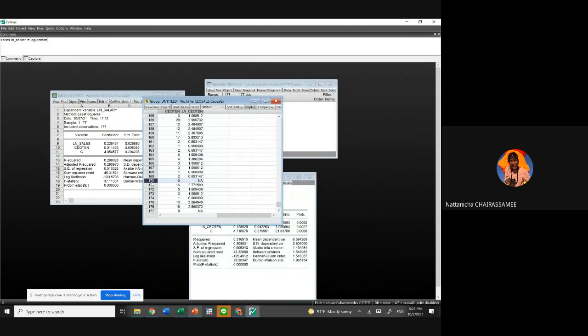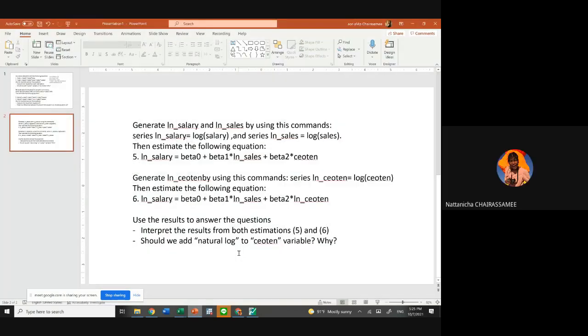Your friend, Teacher, can you explain the CEO zero or something again, please? Oh, sure. The answer is that we shouldn't add natural log to the CEO tenure variable because you are going to have some missing data. It means that you cannot use all observations that you collected.